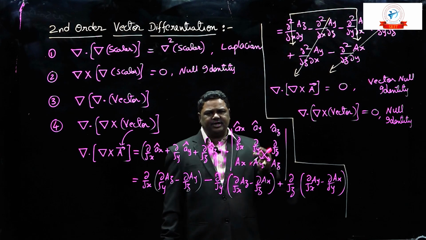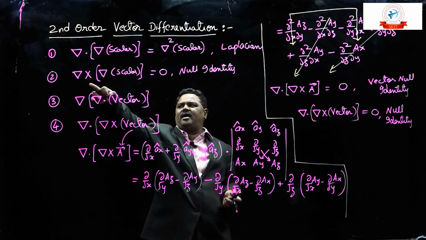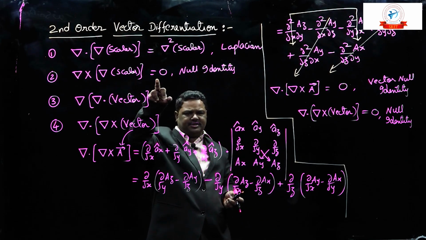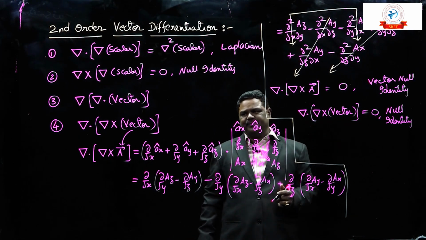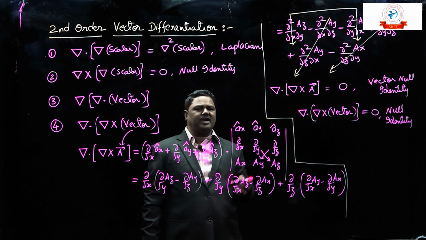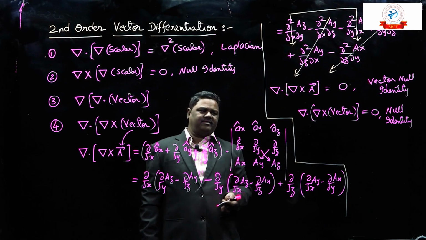So till now we have studied two null identities. One is curl of gradient of any scalar is always 0. Another one is divergence of curl of any vector is always 0. These are the null identities, two null identities we use in electromagnetic fields.